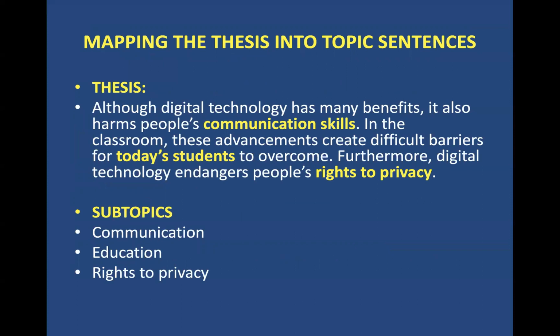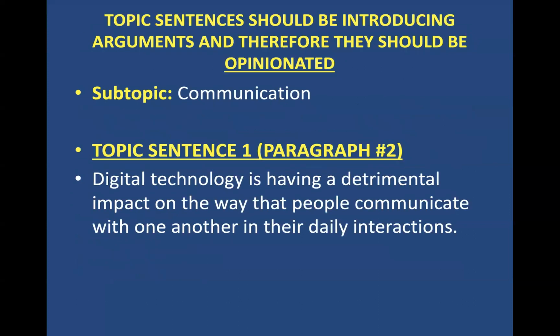This is a thesis. The thesis says, although digital technology has many benefits, it also harms people's communication skills. In the classroom, these advancements create difficult barriers for today's students to overcome. Furthermore, digital technology endangers people's rights to privacy. So if I'm a reader reading this thesis, I know that I'm about to read at least 3 different paragraphs about 3 different things: communication skills, education, and rights to privacy. So let's take a look at what those topic sentences might look like.